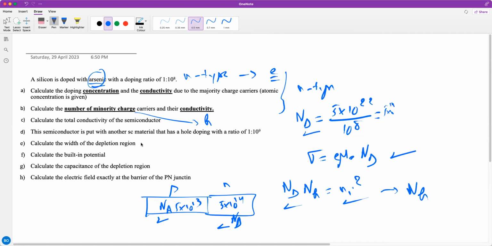So we have Na, we have Nd. Again, calculate the width of the depletion region. Very straightforward. In principle, this question should come before calculating the built-in potential. You calculate the built-in potential, you have everything: the Boltzmann constant, temperature, the charge of the electron, the number of acceptors, the number of donors, and the intrinsic carrier density. So you can calculate it. Calculate the width of the depletion region. Calculate the capacitance of the depletion region. And then calculate the electric field exactly at the barrier of the PN junction.